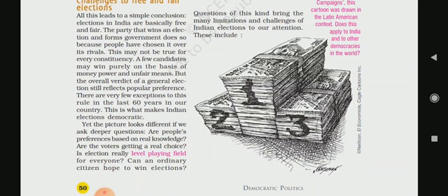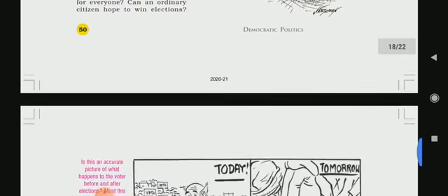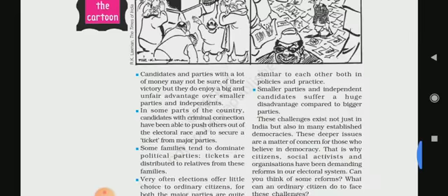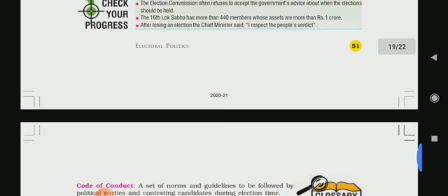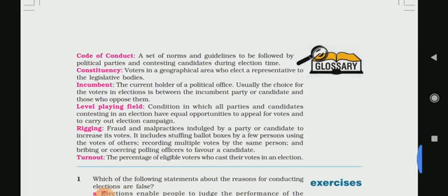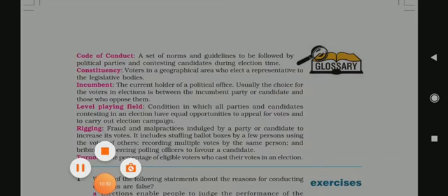So, according to the code of conduct, the system is going on, and many more changes we can see in the laws also. So, this is all about electoral politics, students. Just once you have to read this chapter very carefully, and the important words are: code of conduct, constituency, incumbent, level playing field, rigging, turnout. So you have to read all these.